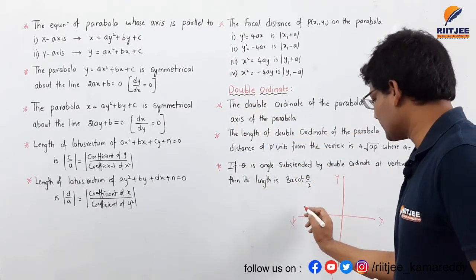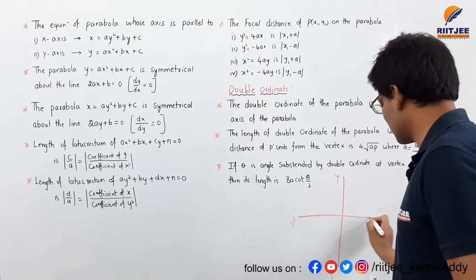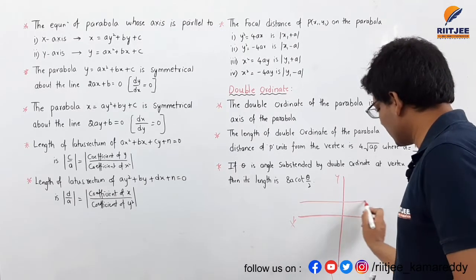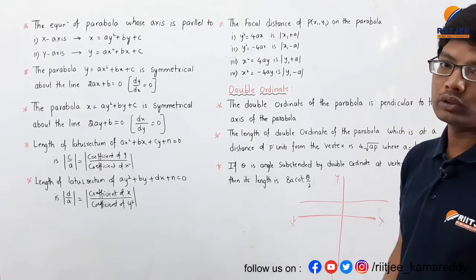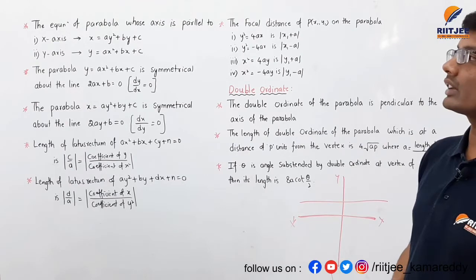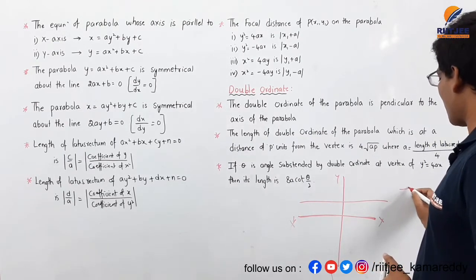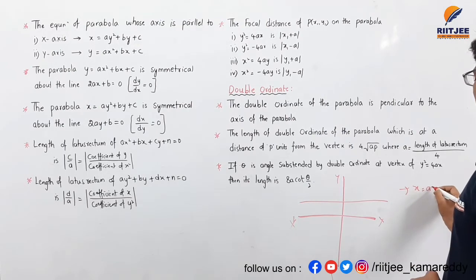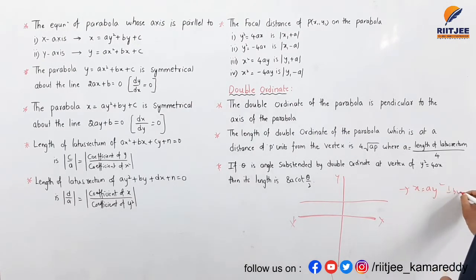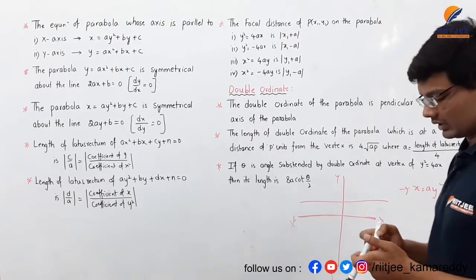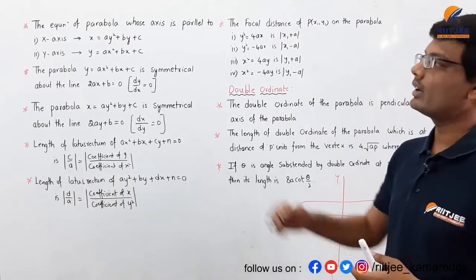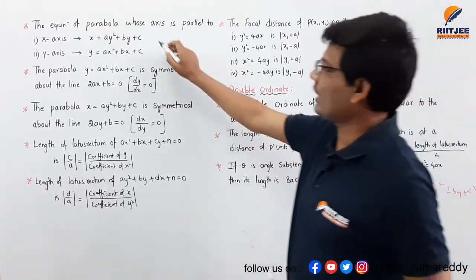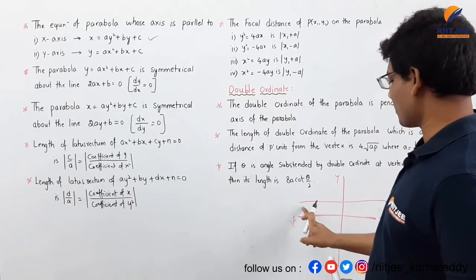Then the formula of the parabola is x is equal to a y square plus b y plus c is equal to 0. This is the equation of the parabola when the axis is parallel to the x-axis.